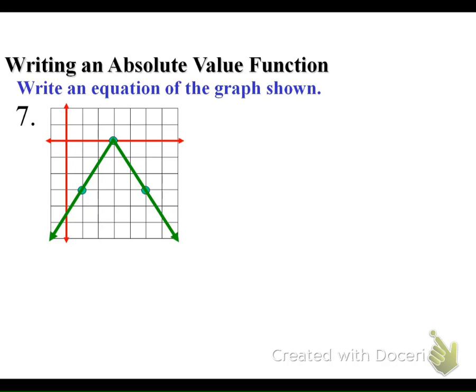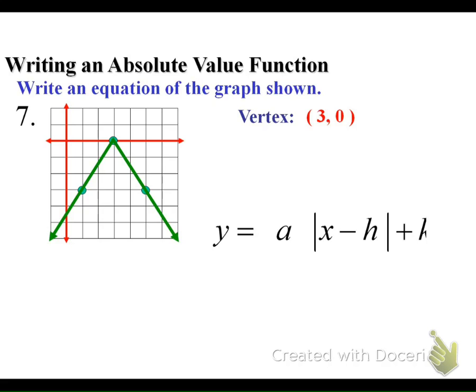All right, here's example 7. Now we're going to basically do the problem in reverse. So ask yourself, where is the vertex? 3, 0. You go side to side first. So 3, 0. We are working with this form. I told you guys to write this down on our first slide. If you didn't, I would definitely do it now. It is nearly impossible to write an equation when you don't know the form. So I would get that down.